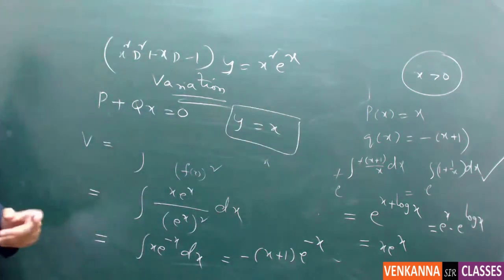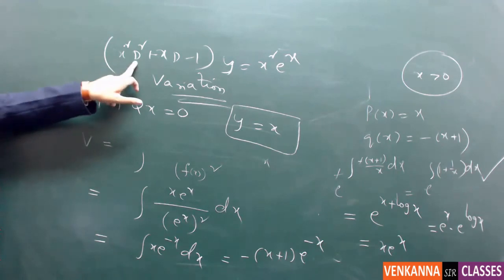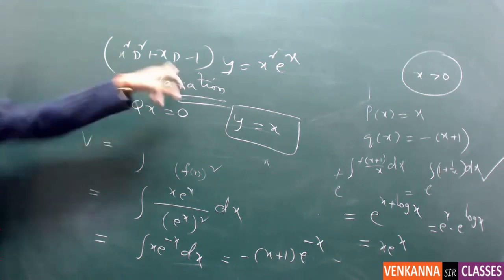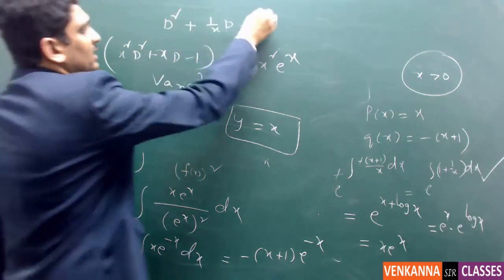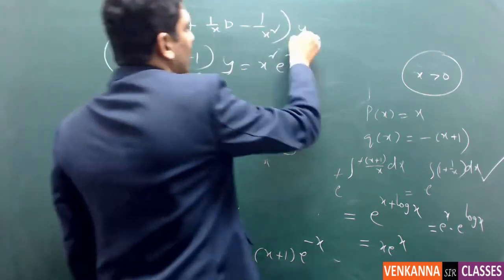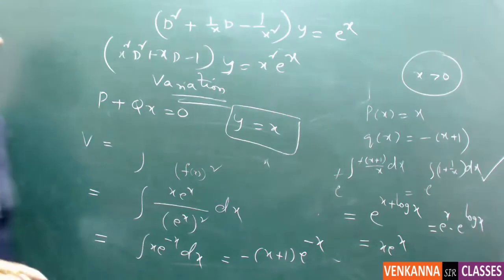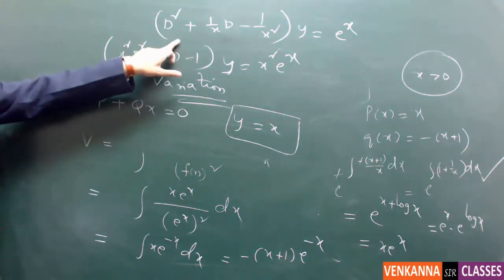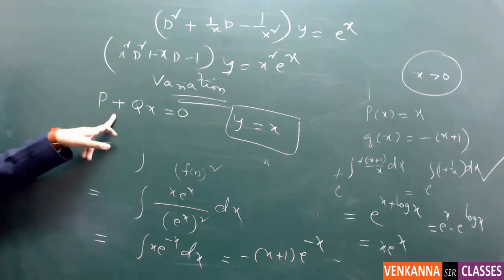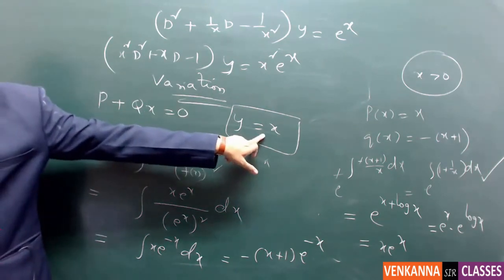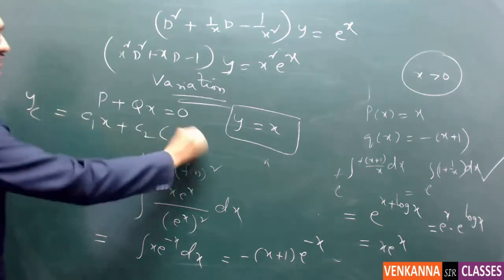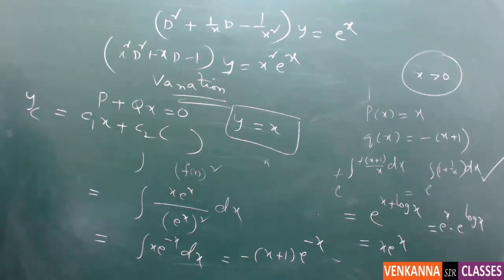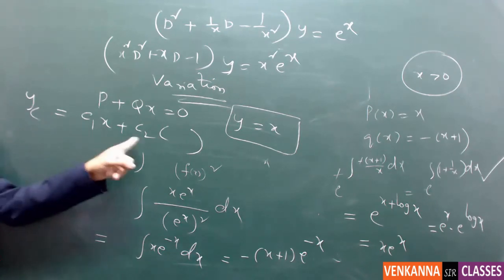To apply this formula, it shouldn't contain any coefficient, so we divide the entire thing by x square. It will come as (D square plus 1 by x into D minus 1 by x square) of y is equal to e power x. By converting the given equation into this form, we check the condition that p plus qx equal to 0. So y is equal to x is a solution. So what happens? Yc is equal to c1x plus c2 into something. Accepted? Yc is nothing but c1x plus c2 into something.